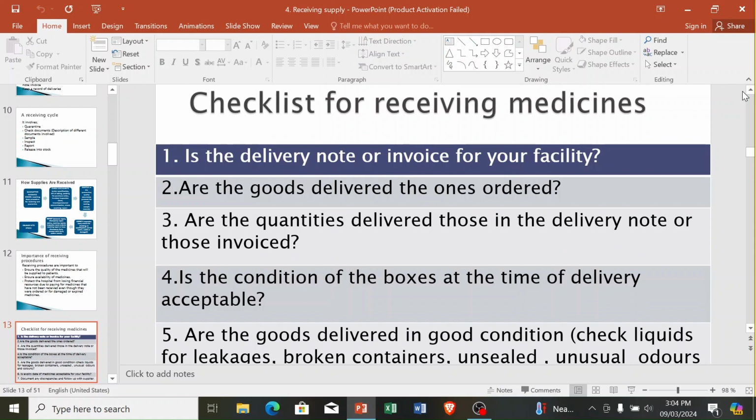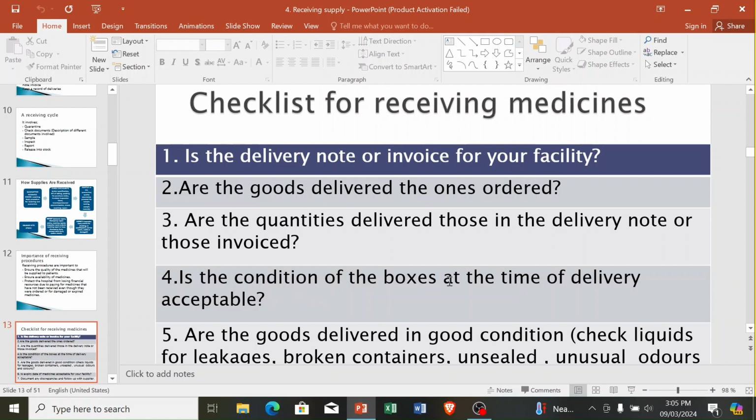You see that is the delivery note or an invoice for your facility. Are the goods delivered the ones you ordered? Like you tick yes or no, like in front there, but these are like the different particulars. And then you can tick maybe yes or no. Okay. Is the delivery note or invoice for your facility? If yes, you tick yes. Are the goods delivered the ones you ordered? Yes or no. Are the quantities delivered those in the delivery note or those in the invoice? Is it what you asked for?